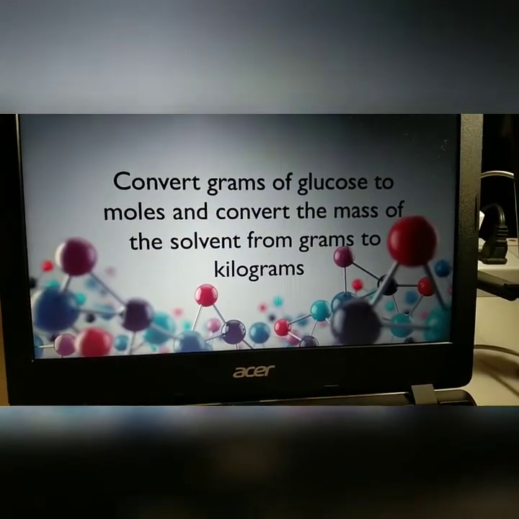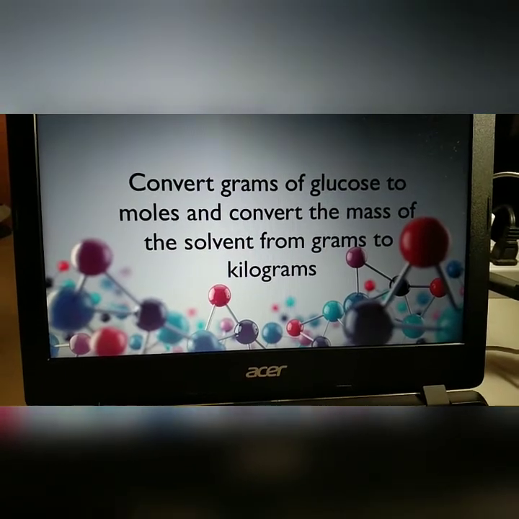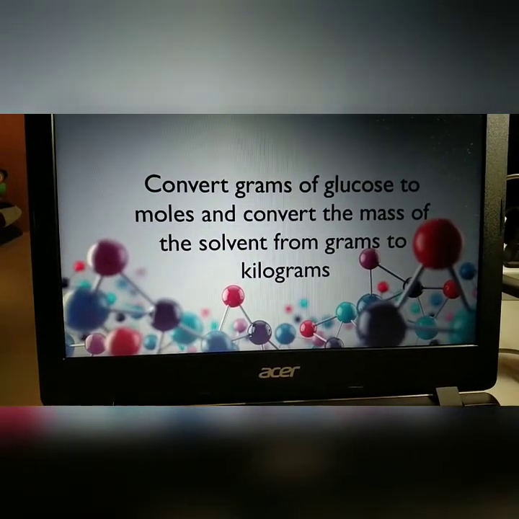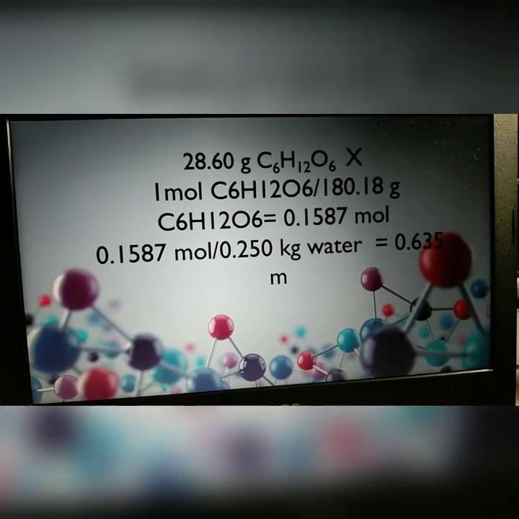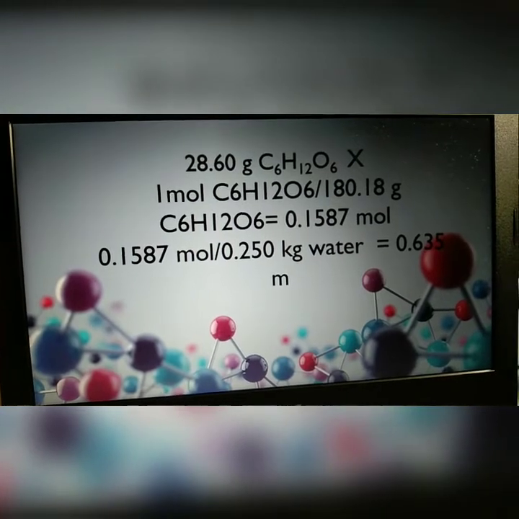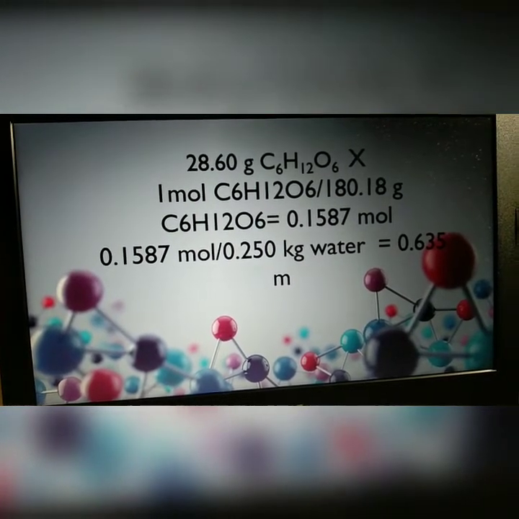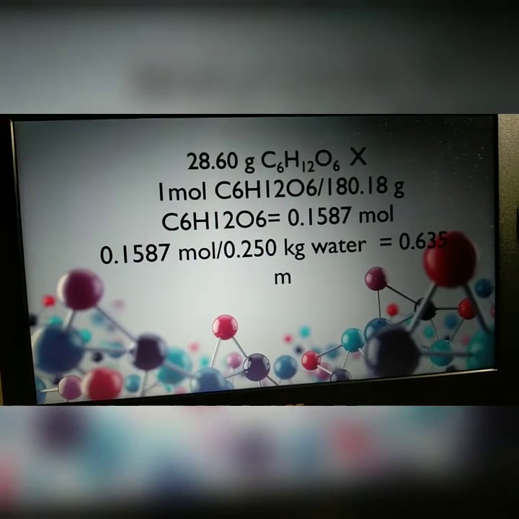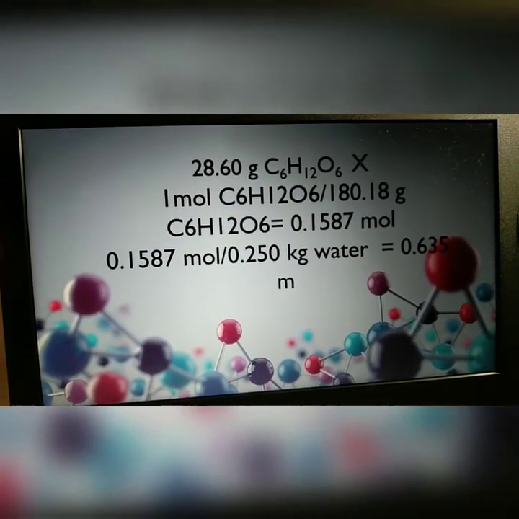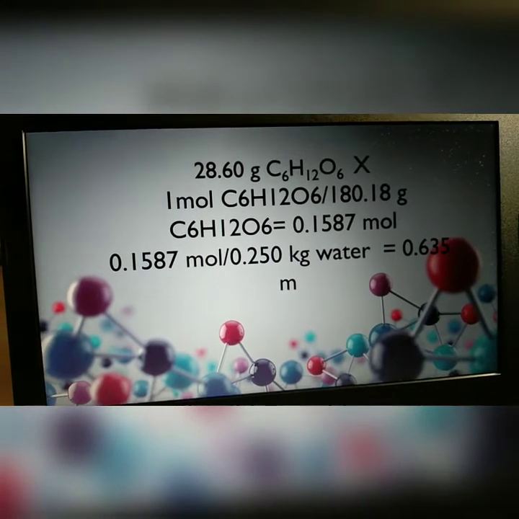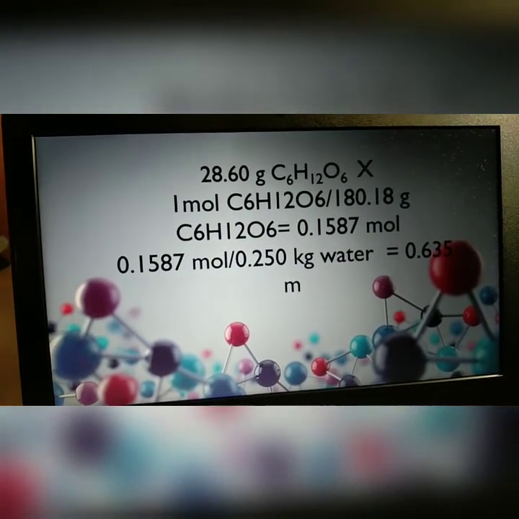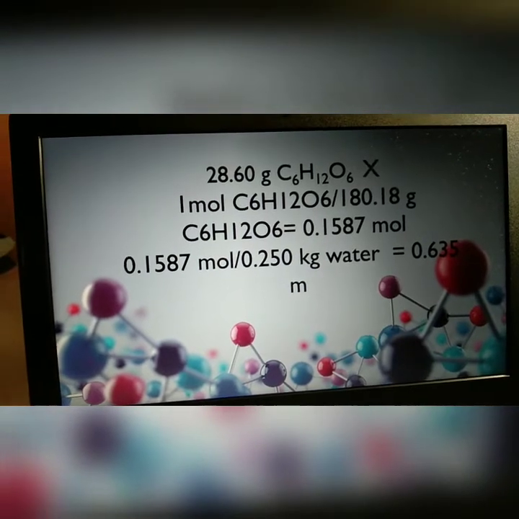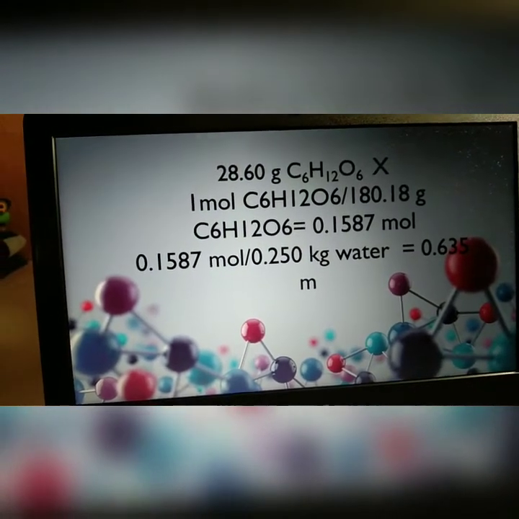First, you have to convert grams of glucose to moles and convert the mass of the solvent from grams to kilograms. Here's how. 28.60 grams of glucose times 1 mole of glucose divided by 180.18 grams of glucose is equal to 0.1587 mole glucose. Then use the formula of molality, that is moles of glucose, which is 0.1587 mole, divided by kilograms of water, which is 0.250 kilogram. The answer is 0.635 molality.